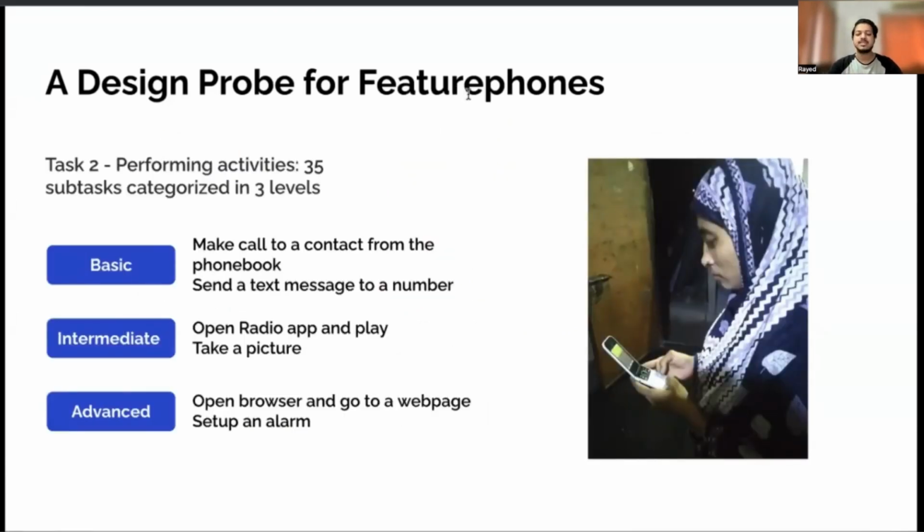In the next task, the participants demonstrated their ability to perform various activities within mobile apps live. The basic level consisted of tasks from the apps that are present in almost all phones. Making a call using the phone book, sending a text, for example. The intermediate level included tasks from the apps that do not require internet connectivity, playing the radio, taking a picture, for example. The advanced level included tasks which were comparatively complex, opening a browser, setting up an alarm, for example.